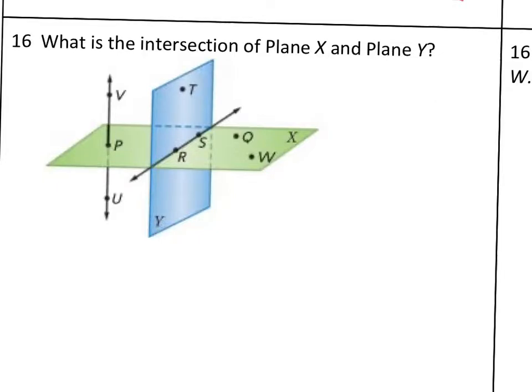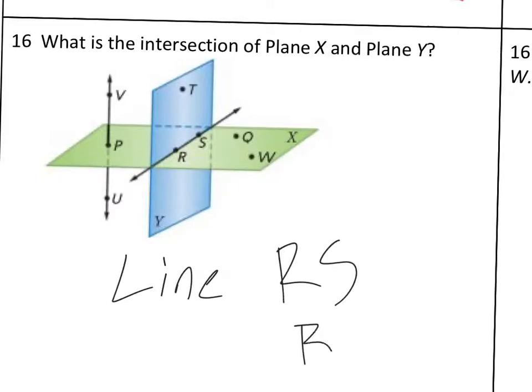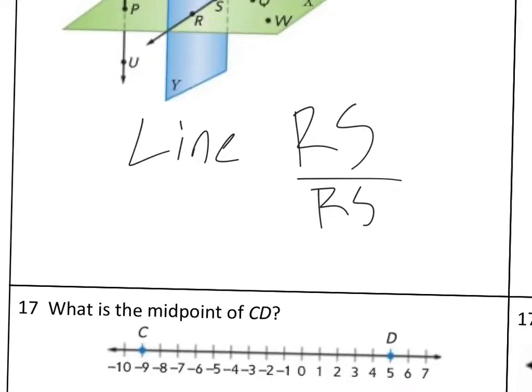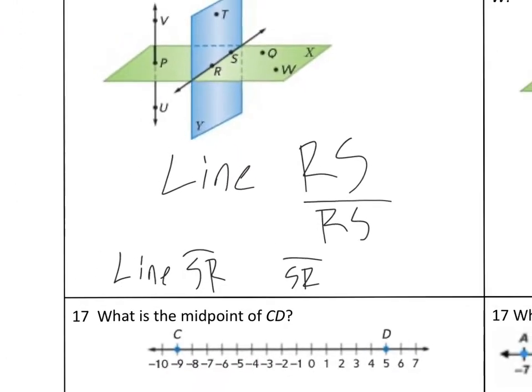So 2 planes intersect at a line. What line is it that makes that intersection? That would be line RS. Okay? You could write line RS. I guess technically you could write RS with the line on top of it. And then since order doesn't matter, you could also say line SR or just SR with the line on top of it. But those are pretty much your only options.